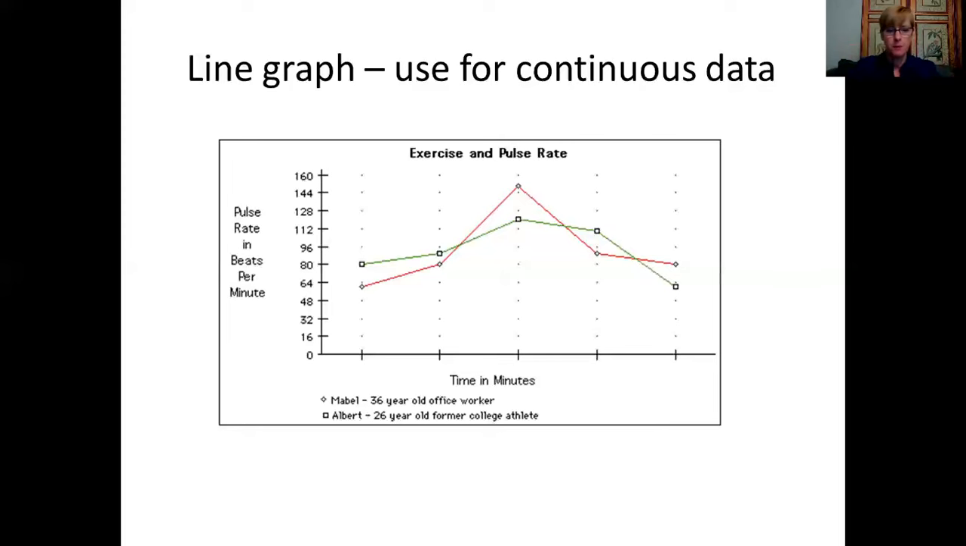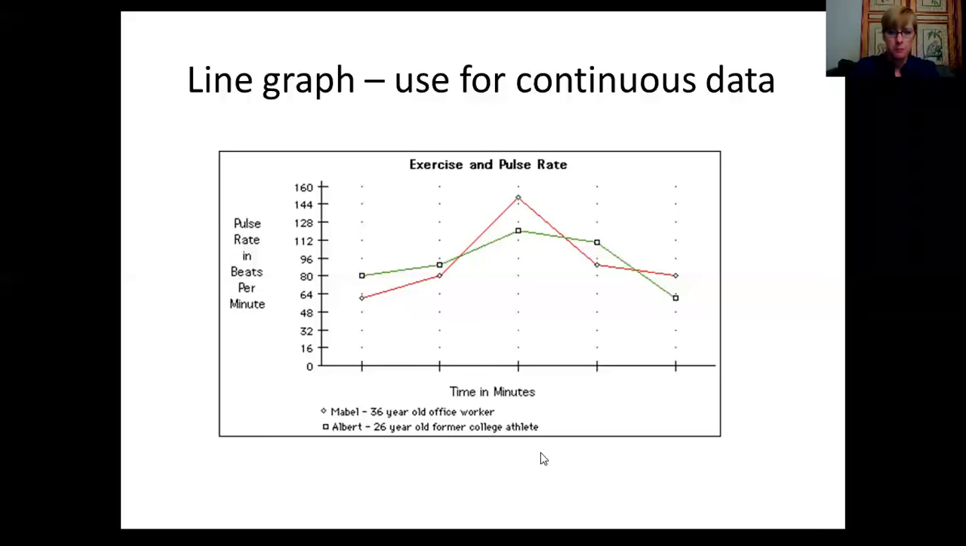Now, this one, I want to use my arrow again. Let me find my arrow. Okay. This one here's time in minutes. I basically was taking people's heart rate, Mabel and Albert, okay, two participants. I was taking their heart rate at this time, this time, this time. So there were 5 time points where I measured their heart rate.